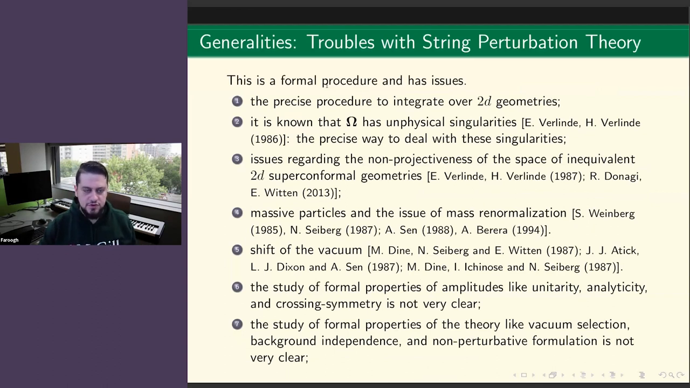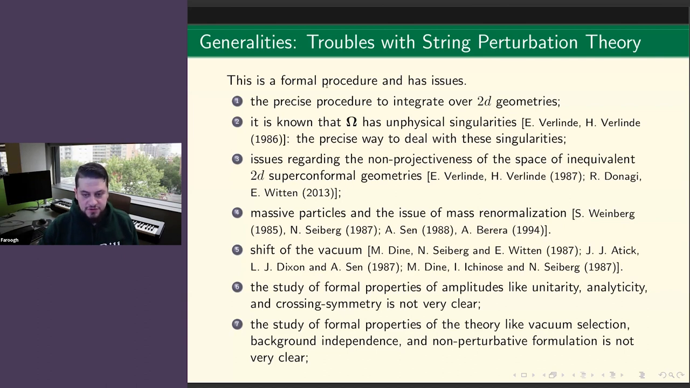So this is a formal procedure that has shortcomings. We don't know the precise procedure to integrate over the two-dimensional geometries. It's known that this omega has unphysical singularities. The precise ways to deal with this singularity were only very recently developed, at least a prescription. And there are issues with the non-projectedness of the moduli space, the supermoduli space. And it's known that the procedure only works for massless states, and therefore for massive states we need to take into account the issue of mass renormalization.